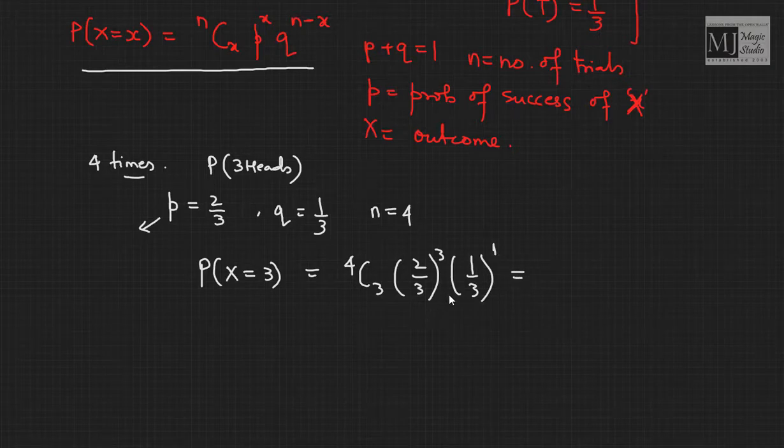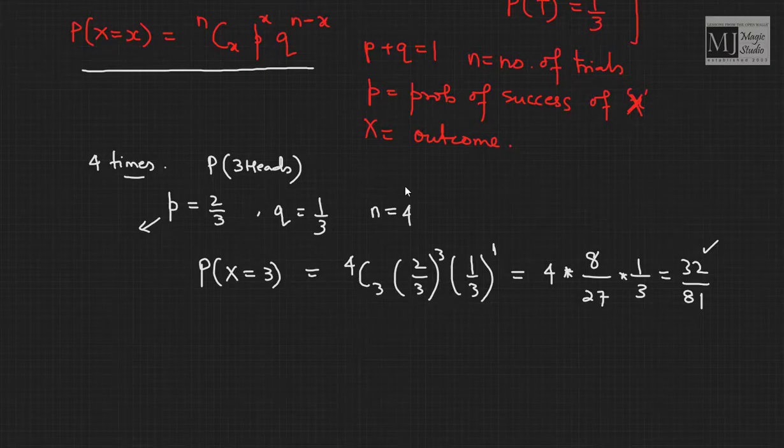Binomial distribution for discrete probability random variable. 4C3 is 4 into 2 cube, 2 4 8 by 27 into 1 by 3. So this would be 32 by 81. तो जब भी हमें biased coin मिलेगा, make sure that you are calculating P and Q properly. P related to the probability of success. Heads के बारे में भी पूछ सकता है, tails के बारे में भी पूछ सकता है.